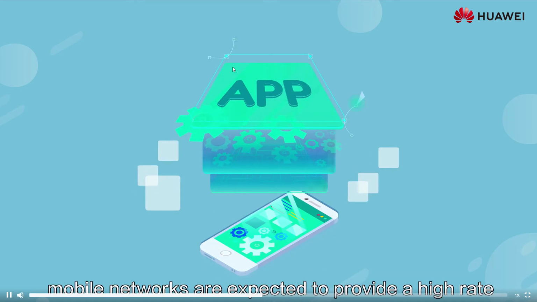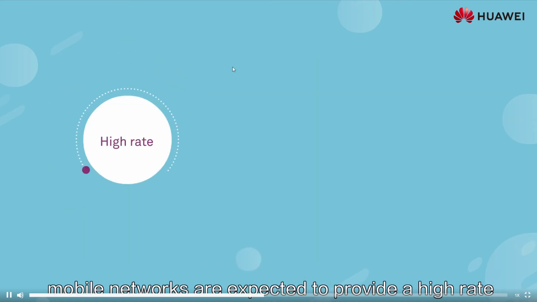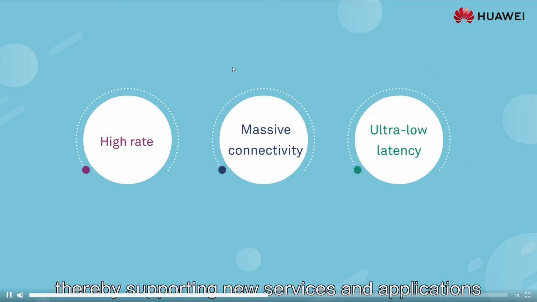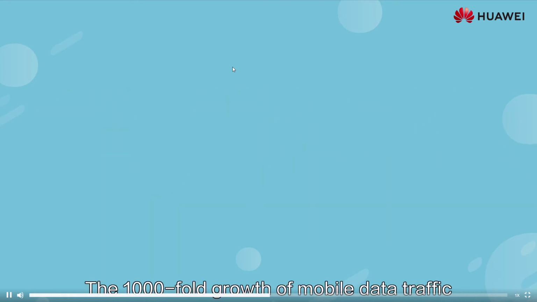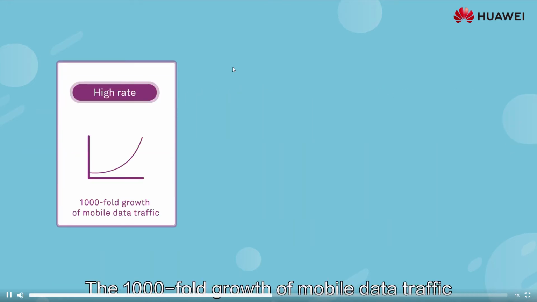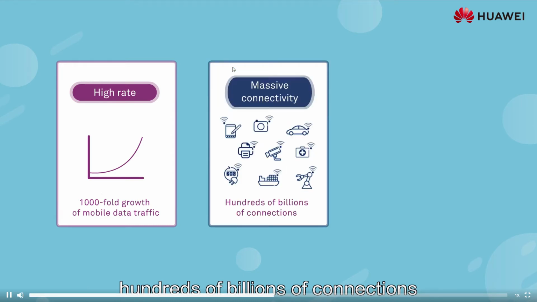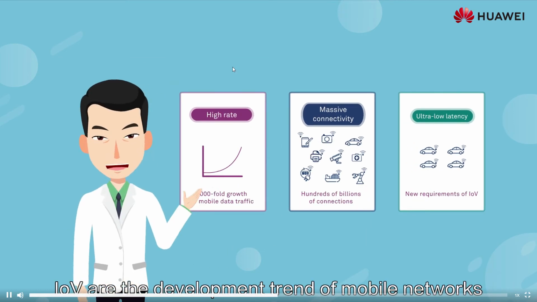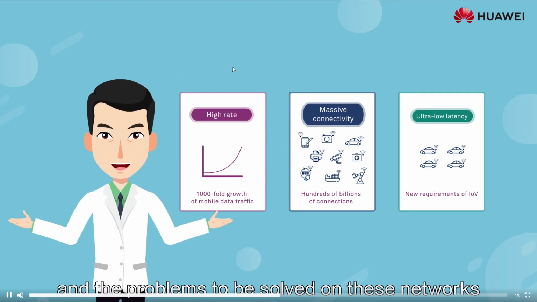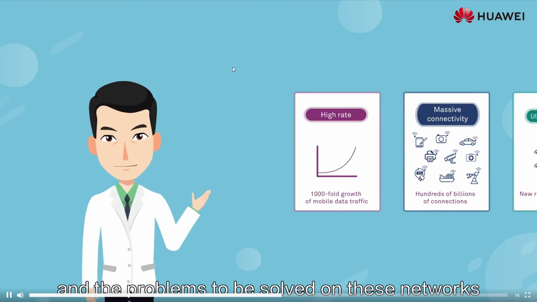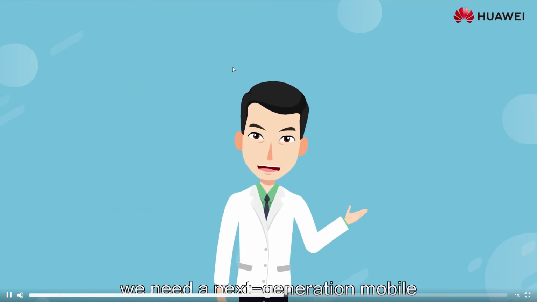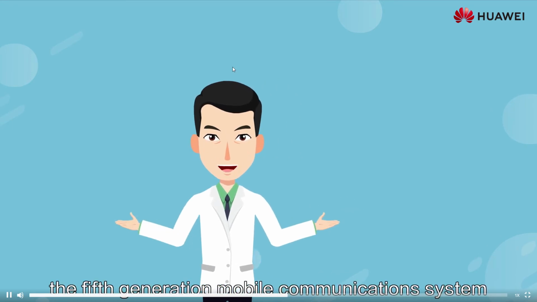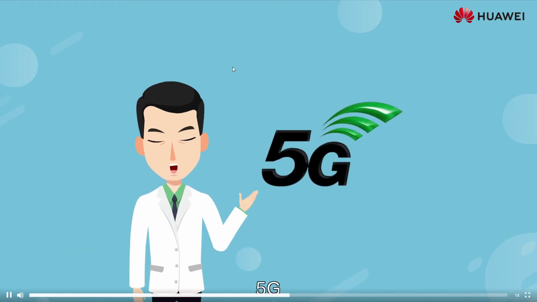To summarize, mobile networks are expected to provide a high-rate, massive connectivity and ultra-low latency, thereby supporting new services and applications. The 1,000-fold growth of mobile data traffic, hundreds of billions of connections, and ultra-low latency required by the Internet of Vehicles are the development trend of mobile networks and the problems to be solved on these networks. Facing these service development trends, we need a next-generation mobile communications network.